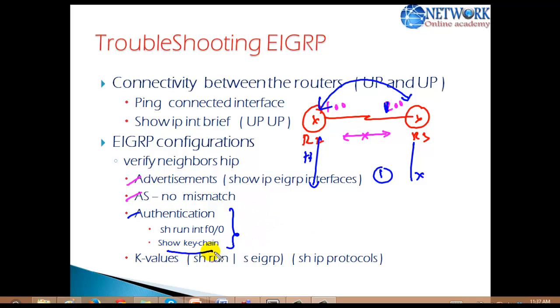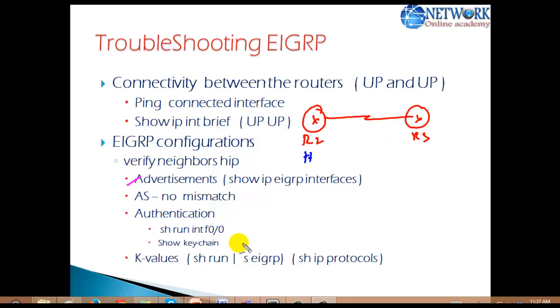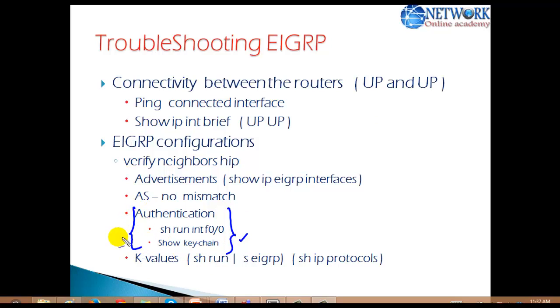So I suggest you use the show keychain command. It will show you what password we are using, and make sure that both sides are configured with the same password. And if the password is the same, make sure that authentication is enabled on the interface on both sides. So either you have common authentication on both sides with the correct password and configuration, or remove the authentication on both sides. Whichever option you feel is better, you can go with that. But authentication mismatch is also one of the reasons for affecting your neighborship.